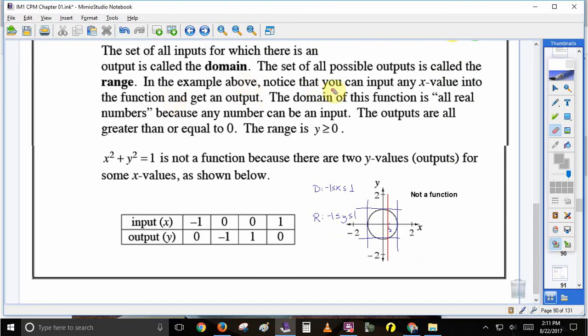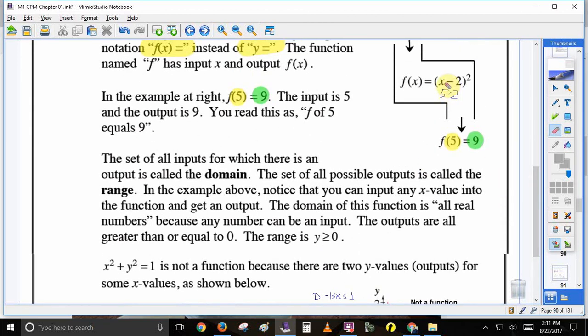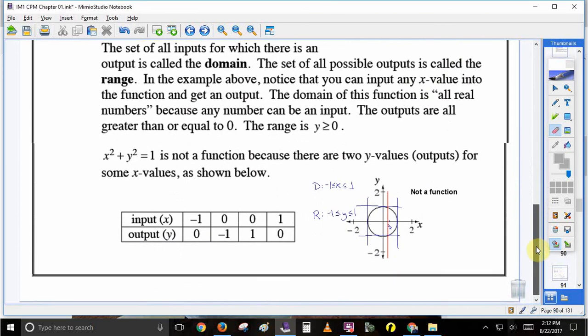In the example above, notice that you can input any x value into the function and get an output. That's right here. So we can put in any x value here and we'll get a y value as an output. And so the domain of this function is all real numbers. That is, you can put in any x value and you'll get a y. And the outputs are always going to be positive because we're squaring it. When you square a negative number, you get a positive number. When you square a positive number, you also get a positive number. So the range is anything above 0. So y is greater than or equal to 0. Because if you plugged in 2 there, you get 2 minus 2, which is 0, and square that, you get 0. So 0 is a possible outcome as well.